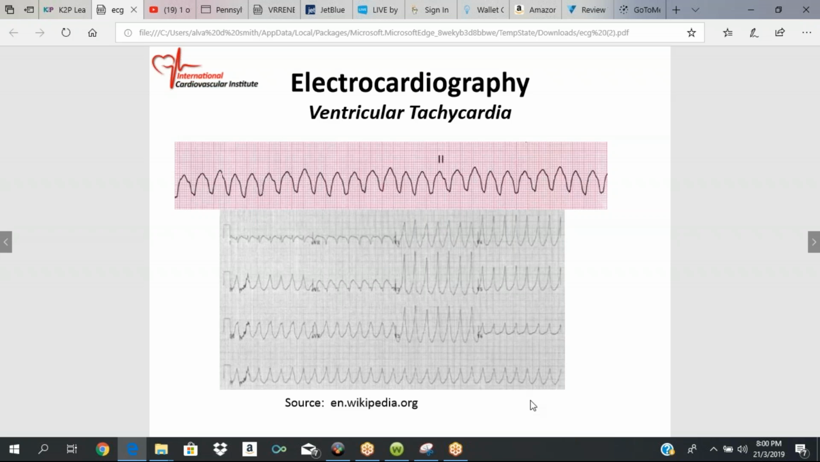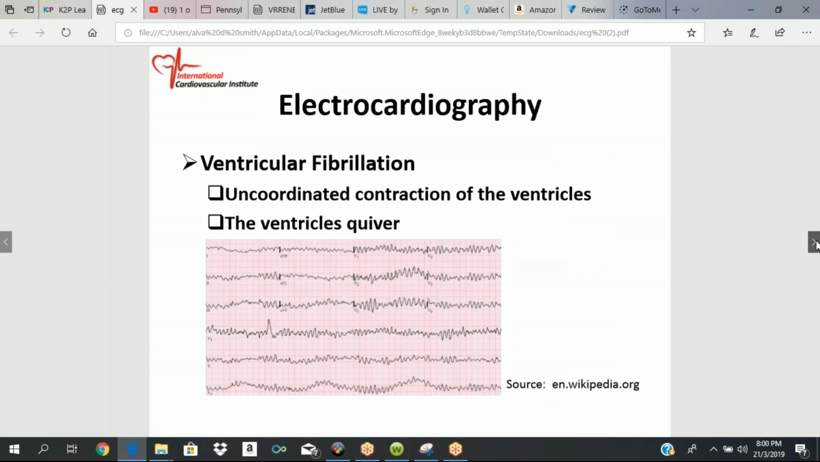These patients can degenerate into ventricular fibrillation. Ventricular fibrillation usually causes death. It's an uncoordinated contraction of the ventricle. The ventricle quivers, so the brain is not going to get any blood. None of the organs are going to get any blood, and the patient dies. Most of the time when a patient dies, they die from ventricular fibrillation. Again, an uncoordinated contraction of the ventricles.